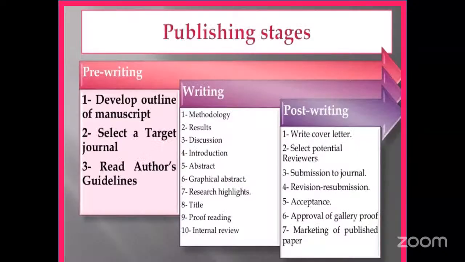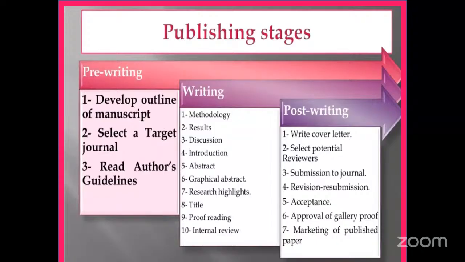And then there are different publication stages. What do the different publishing stages mean? Pre-writing, writing, and post-writing. What is pre-writing? Pre-writing means, as I mentioned, that you first develop an outline and then select the target journal. Before starting preparation or publication, you must have knowledge about the journal. Which journal are you going to publish in? What is most important in your paper? You have to identify that. That is very important. And you must also read the author's guidelines. That is very important.